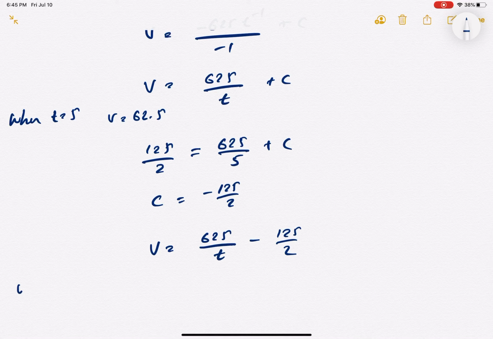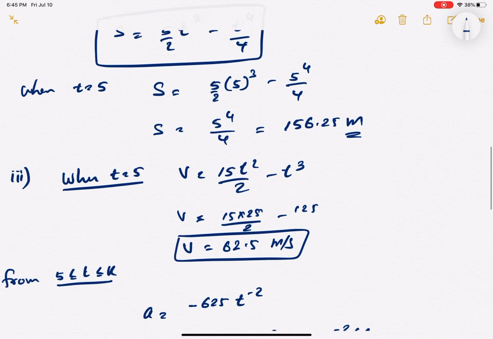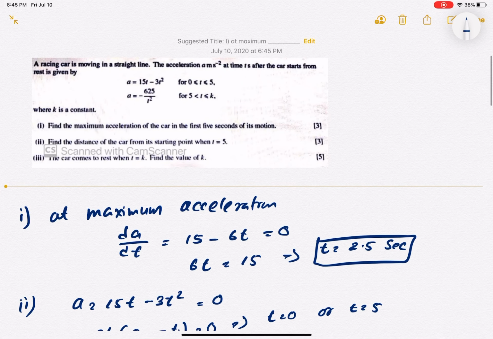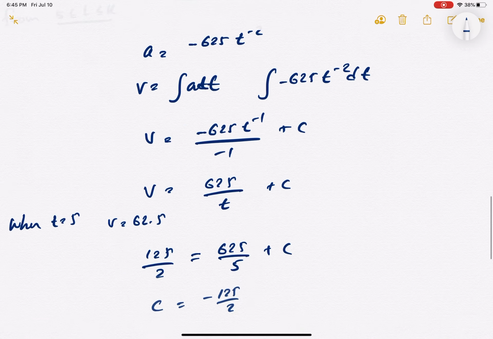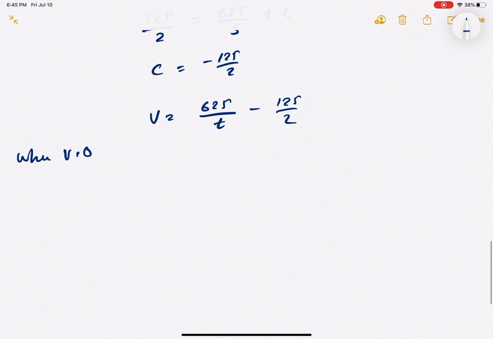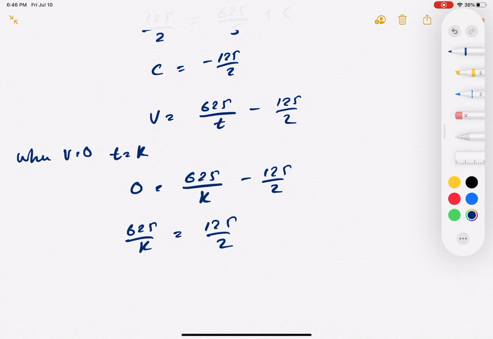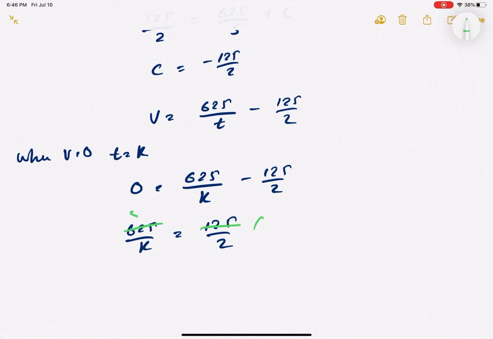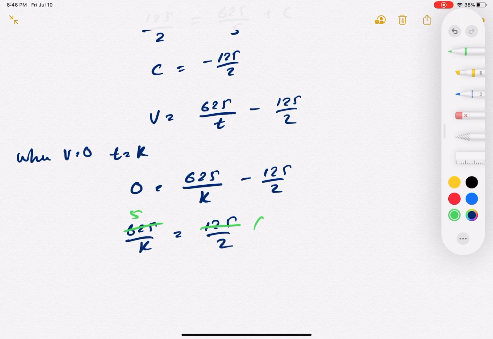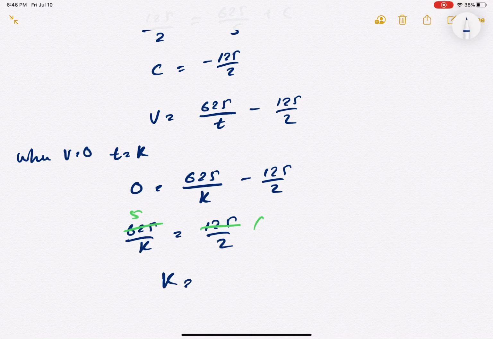So when v is 0, that is where it comes to rest. They say when t is k, v is 0. So 0 equals 625 over k minus 125 by 2. So 625 by k equals 125 by 2. So this will simplify as k equals 10. This should give us k equals 10. So I hope you understood the answer.